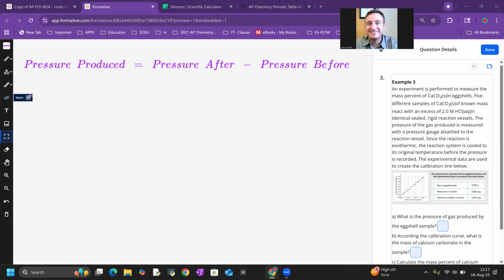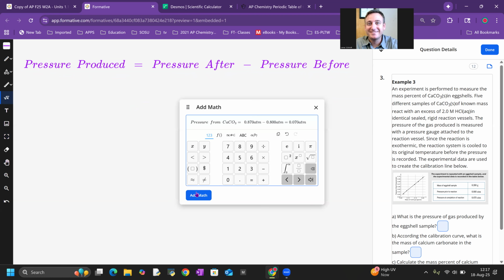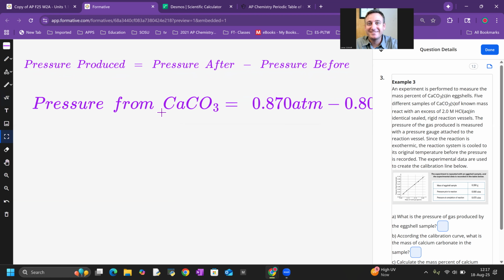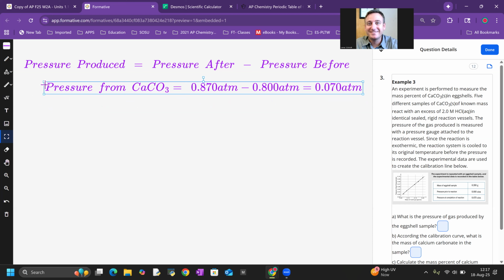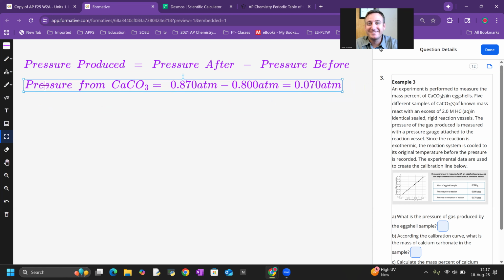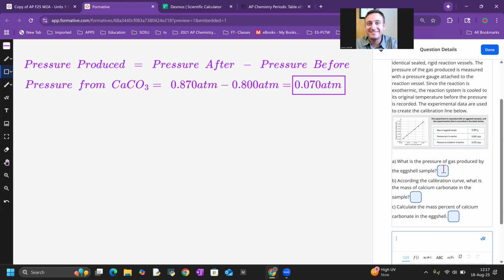And we end up with, and I'm making this look a little bit fast just because I don't want to take too much time on your video here. But that's what that should look like. And we are done with that. And so the pressure of gas that was produced by the eggshell sample is 0.070, and the unit is atm, or atmospheres.